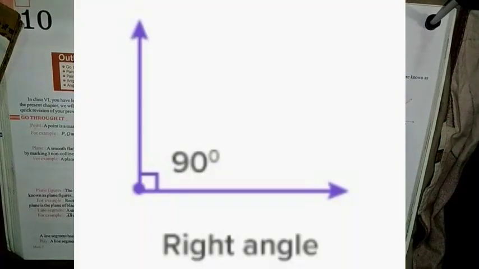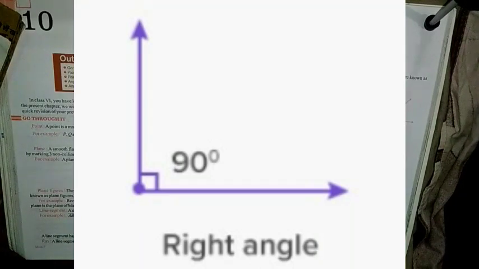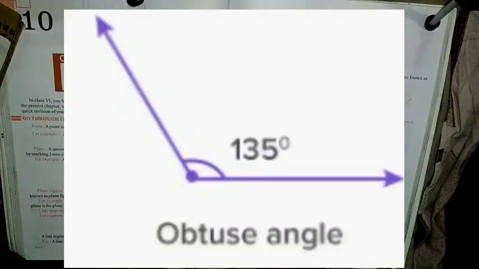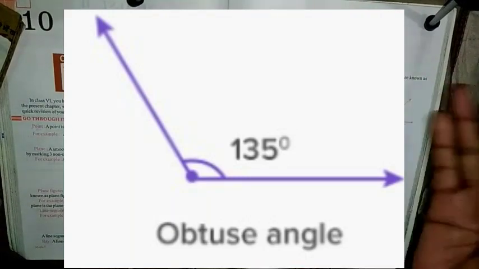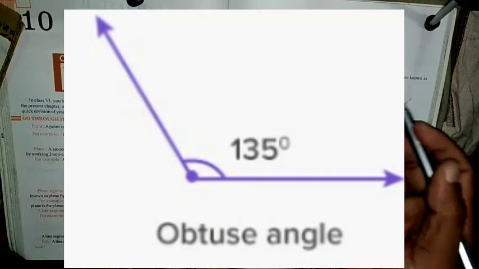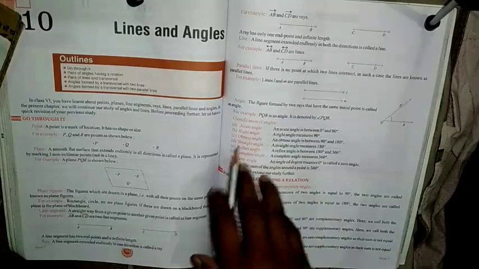Then the right angle. When the angle measures 90 degrees, this type of angle is known as a right angle. Then the next type of angle is the obtuse angle. We can say that when the angle is greater than 90 degrees and less than 180 degrees, this type of angle is known as an obtuse angle.